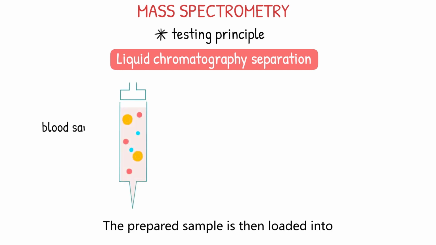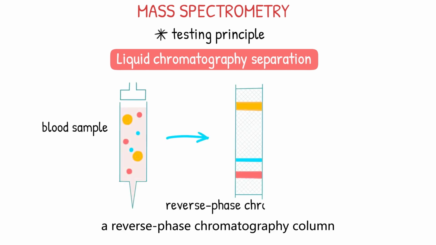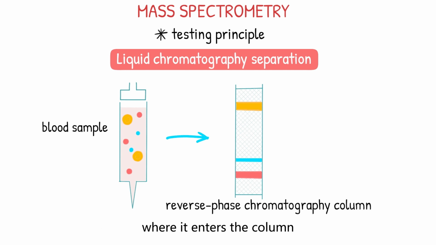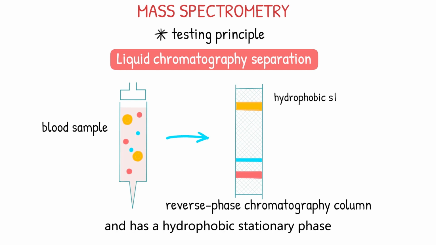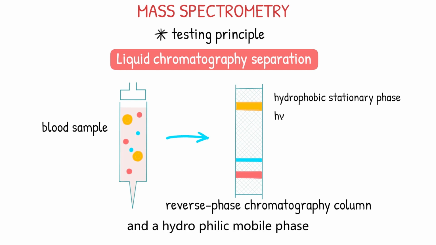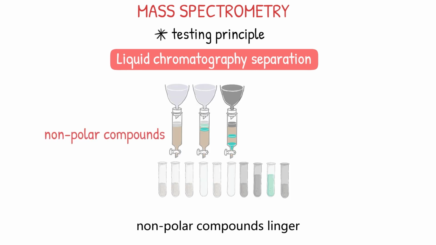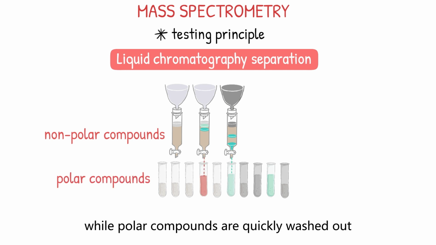Second is liquid chromatography separation. The prepared sample is then loaded onto a reverse phase chromatography column where it enters the column. This column can be made of stainless steel, glass, or plastic and has a hydrophobic stationary phase and a hydrophilic mobile phase. In the column, nonpolar compounds linger while polar compounds are quickly washed out.